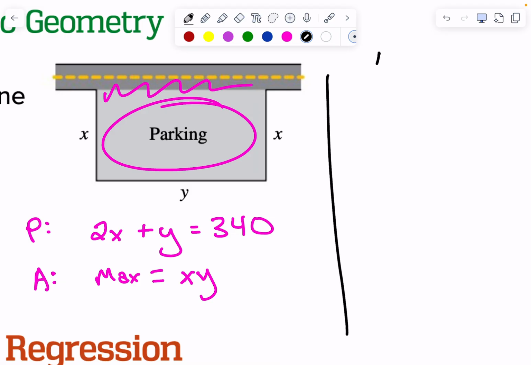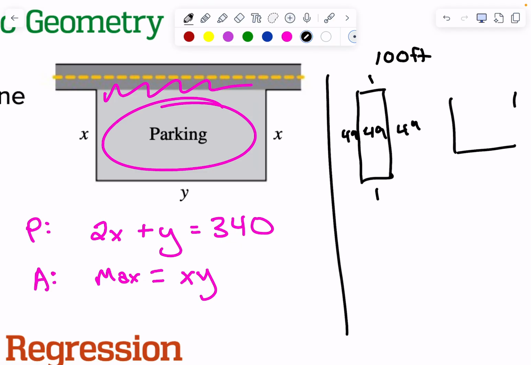Let's say you have 100 feet of fence to use for the perimeter, right? I could make this fence line 1 by 49 by 1 by 49, because that has a perimeter of 100, right? But what's the area of that? 49. Versus doing something as square as possible, which would be 25 by 25 by 25 by 25. If I make it a perfect square, the area is 625. Which one has the bigger area? The one that's a square.